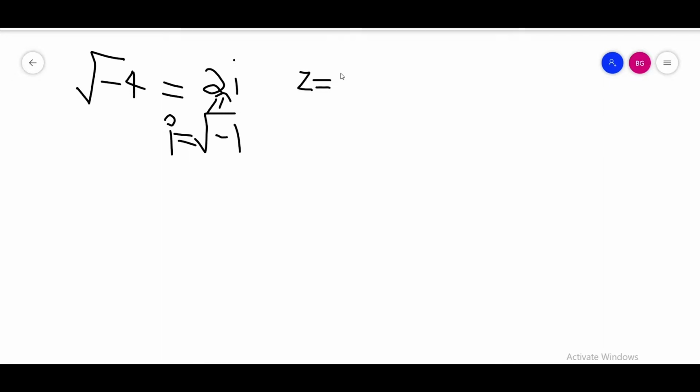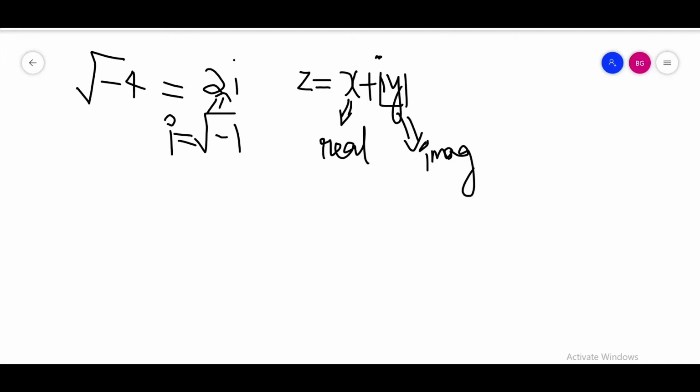So what is a complex number? A complex number is signified by z equals x plus iy. Here x is the real part, and iy is the imaginary part. This is how a complex number is denoted.